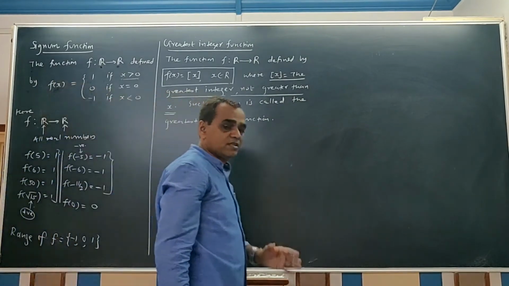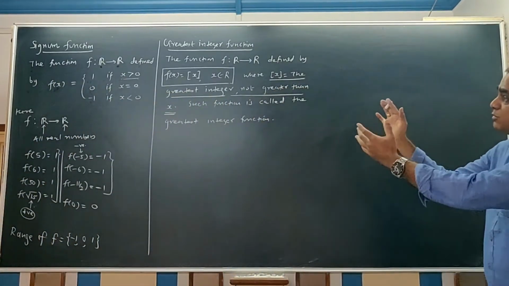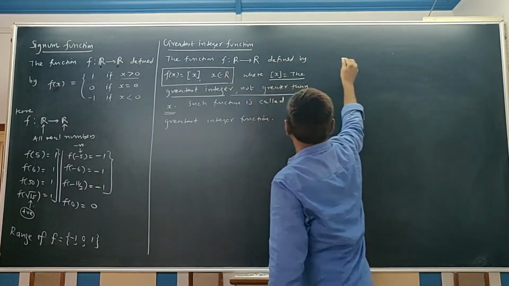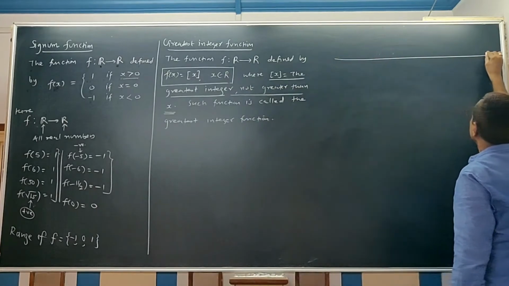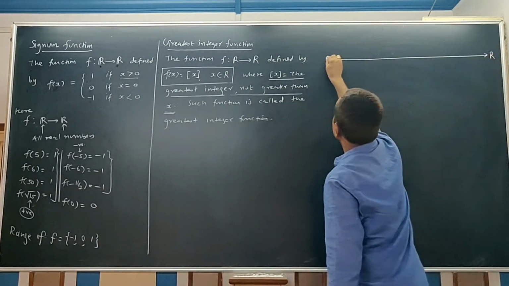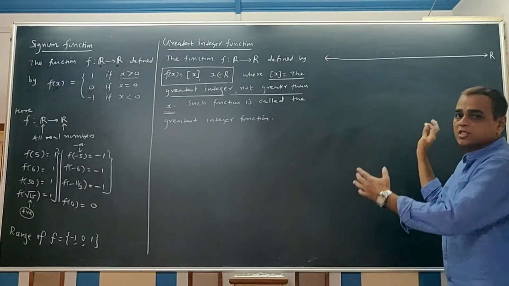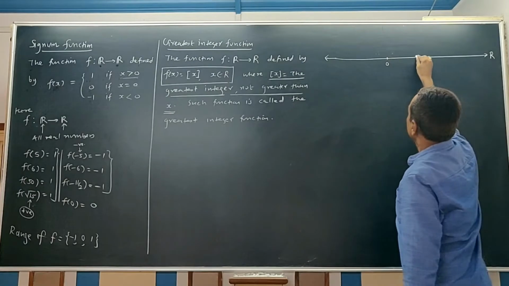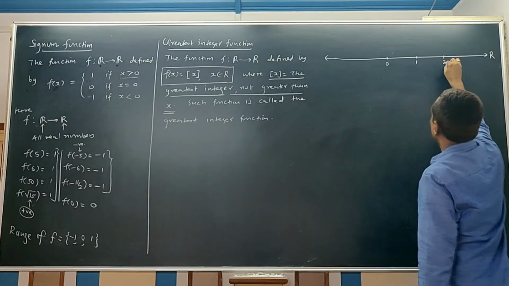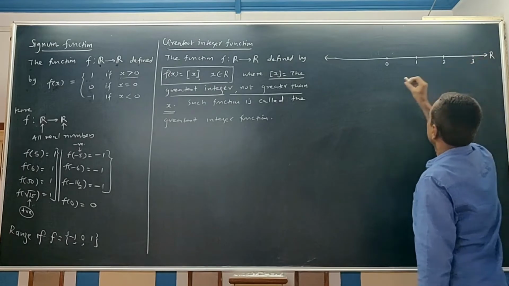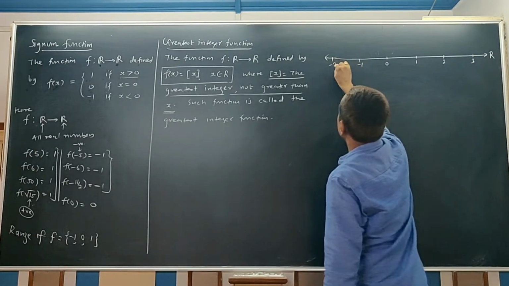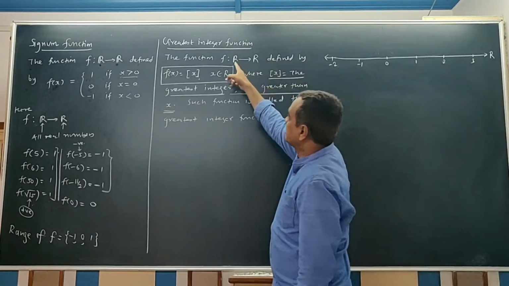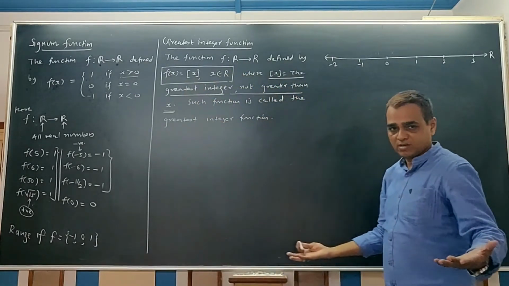See, let me explain this by example. What is the meaning of these words? The domain is R, the set of real numbers. I show here a picture of the domain. Suppose here 0, 1, 2, 3, minus 1, minus 2 like that. The domain of this function is R, so in this machine we can keep any real number.